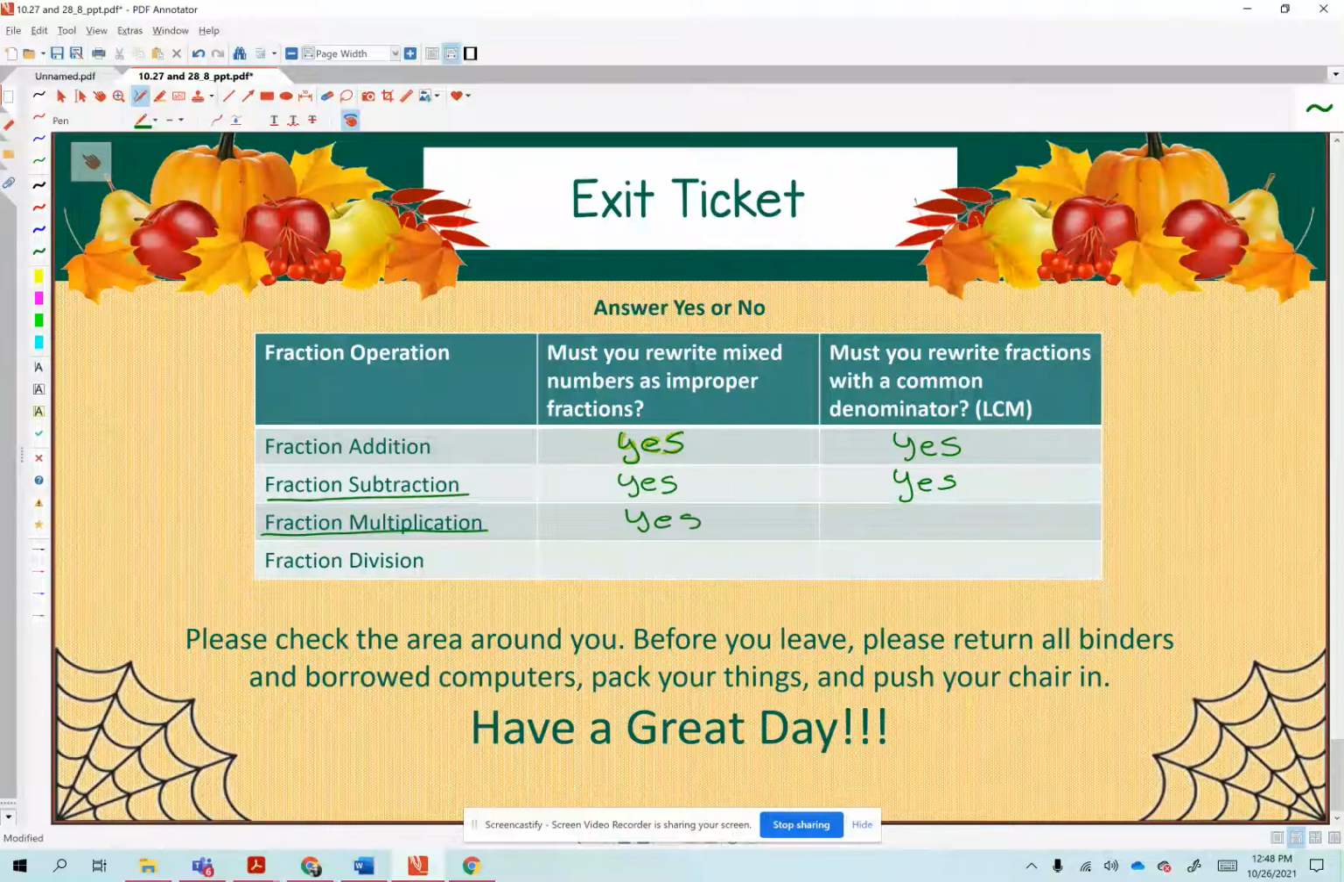We must. But we do not need to rewrite the fractions with a common denominator. We can multiply straight across, numerator by numerator, denominator by denominator, but we might want to cross divide and simplify those numbers first. And the same with fraction division. We do need to rewrite them as improper fractions, but we do not need to worry about a common denominator.